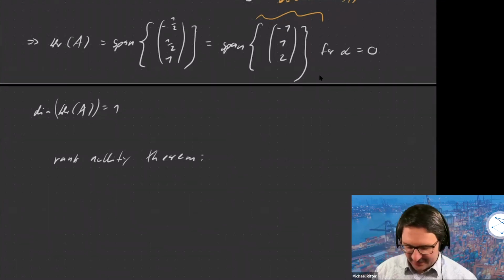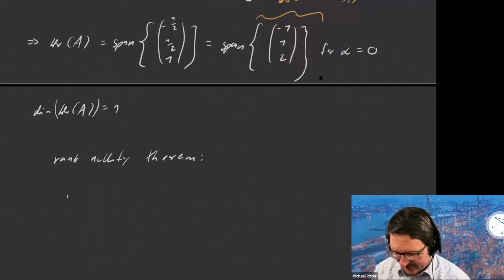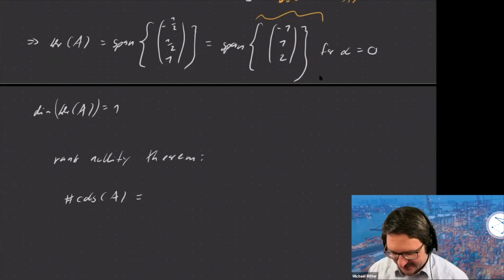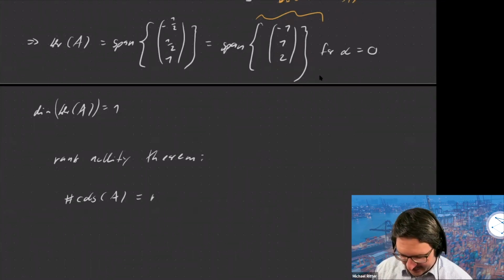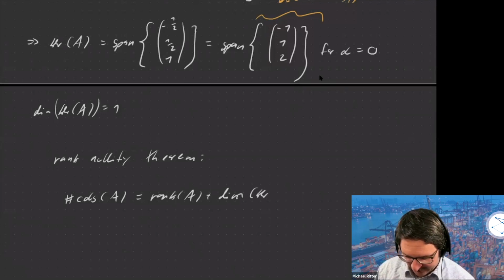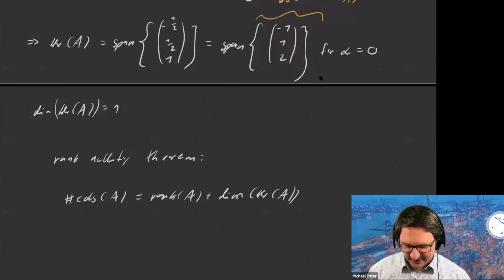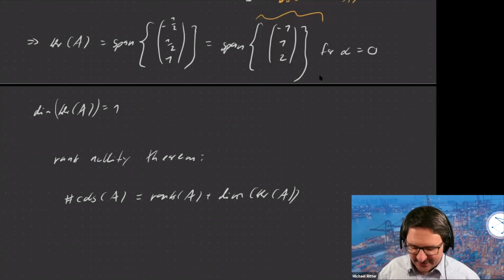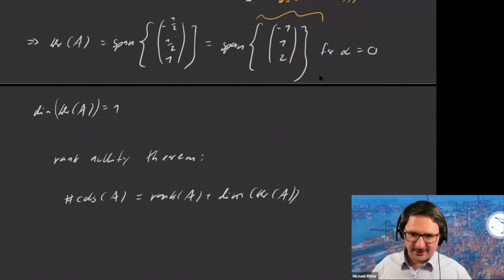The rank nullity theorem basically says the number of columns of a matrix is the same as the rank of the matrix plus the dimension of the kernel of the matrix. So it's always the number of columns, or the number of variables of the associated system of linear equations, right? It's not the number of rows. Number of columns is equal to the rank plus the dimension of the kernel.